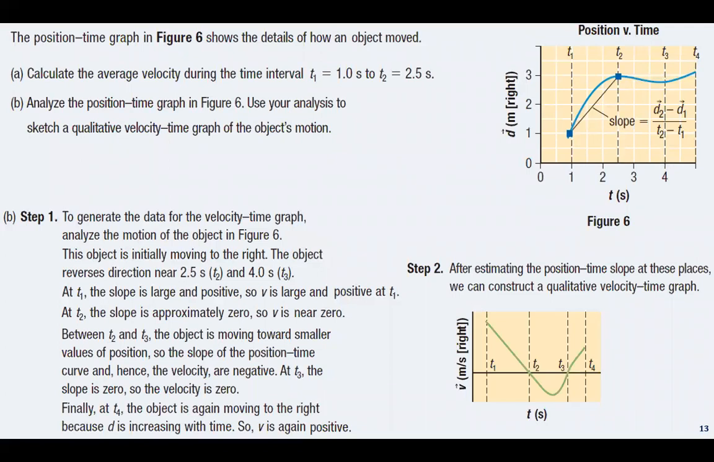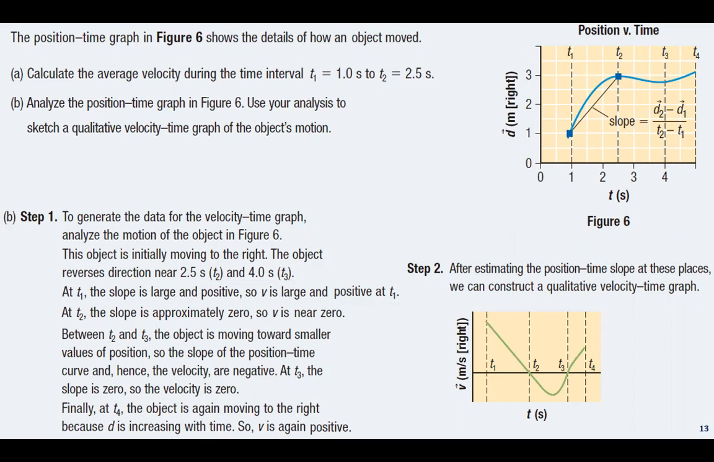So from this analysis, we can construct a qualitative velocity-time graph. Again, because it's a qualitative velocity-time graph, it does not have to be very accurate. As long as the trend is correct, it will be fine. Okay.